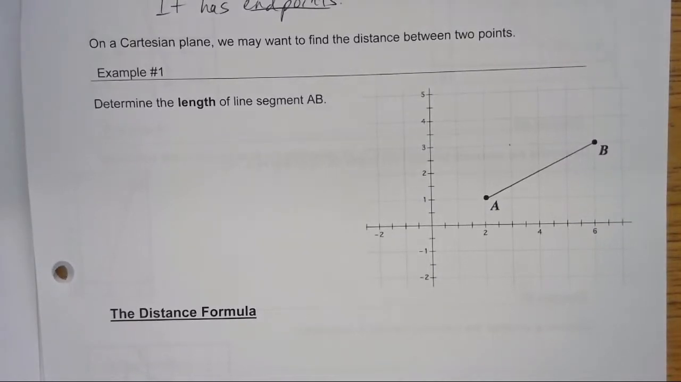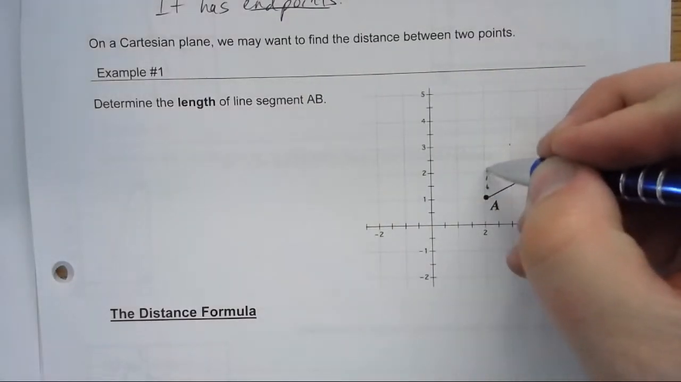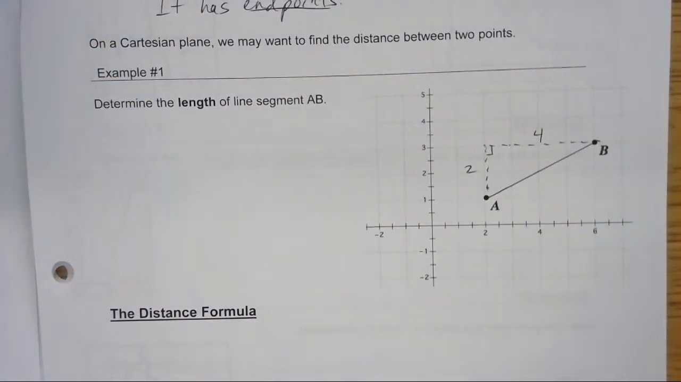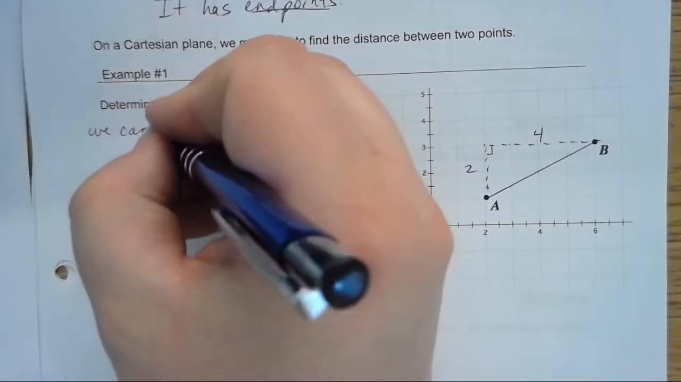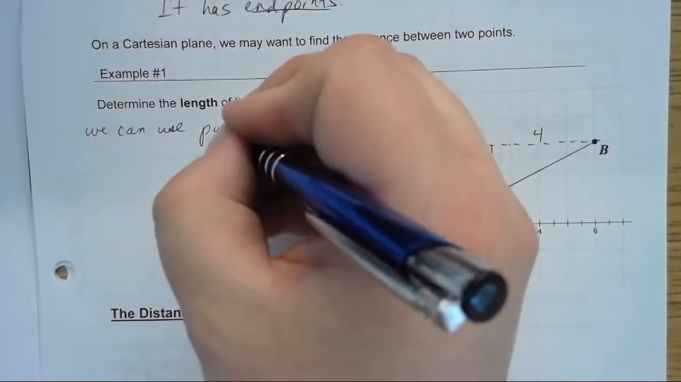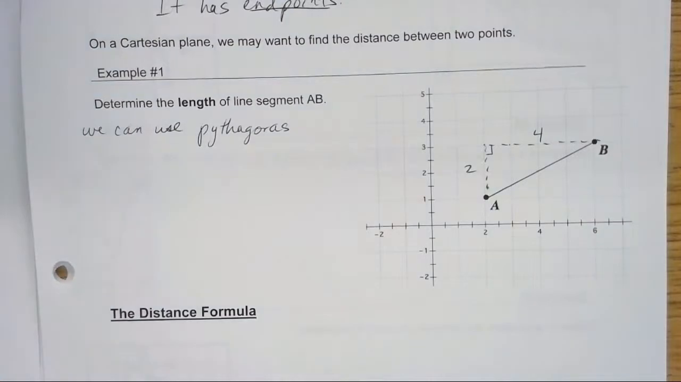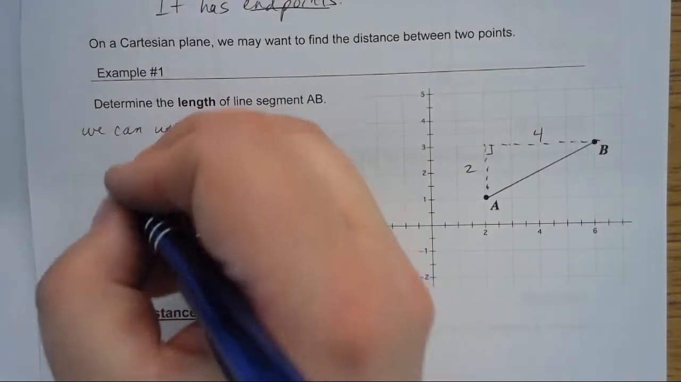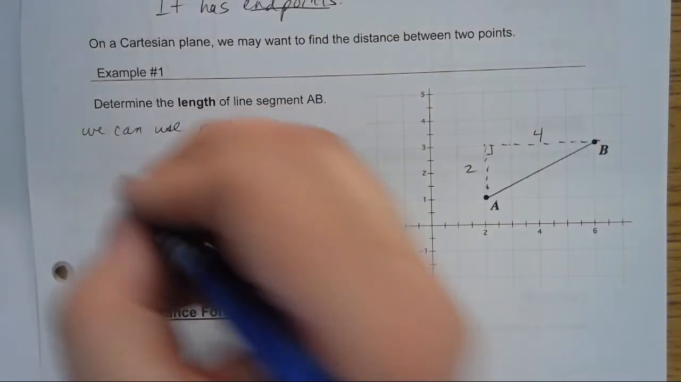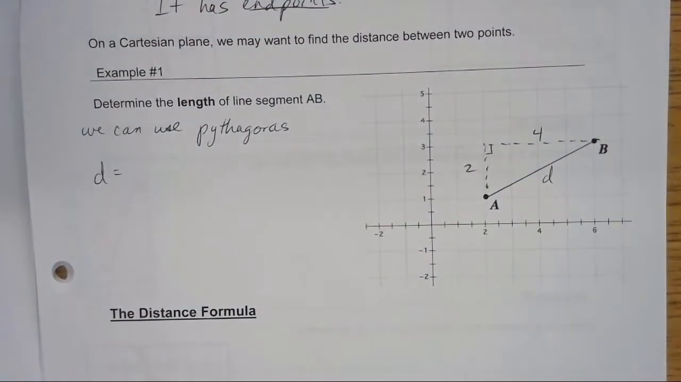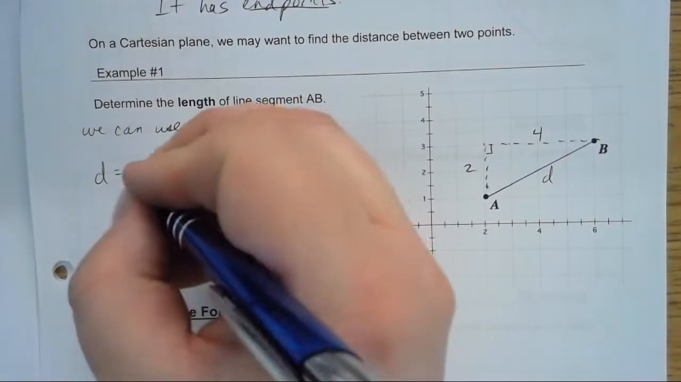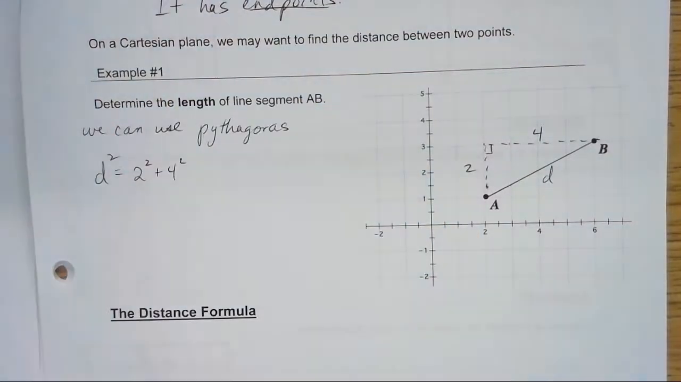Well, okay, maybe you can think back to grade 8. You could use Pythagoras to find this distance. You realize that if you go straight up 2 and over 4, then we can use Pythagoras, and we can say that, all right, because of Pythagoras, I'll call this distance d for distance. Well, let's see, it's 2 squared plus 4 squared equals d squared.